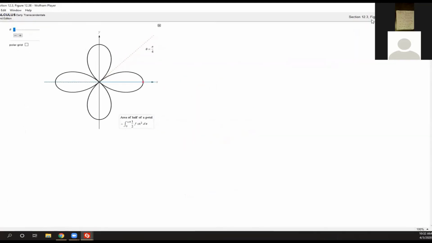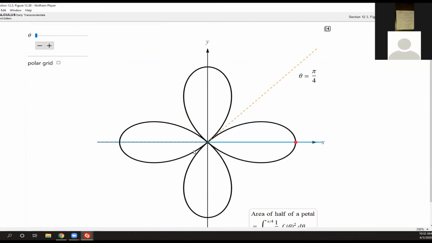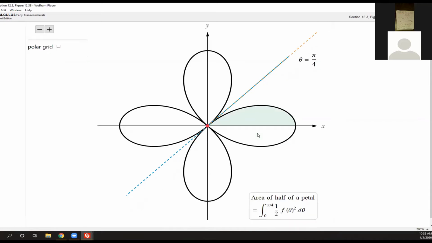Okay, so here's our third manipulate. So here's the polar rose, and you can see that as we go along, it's going to sweep out over and over again to go around. But what we want to do is just focus in on that first chunk right here from 0 to pi over 4. And when we do that, we find 1/8 of the total area, multiply by 8, and you get the whole area for the thing.